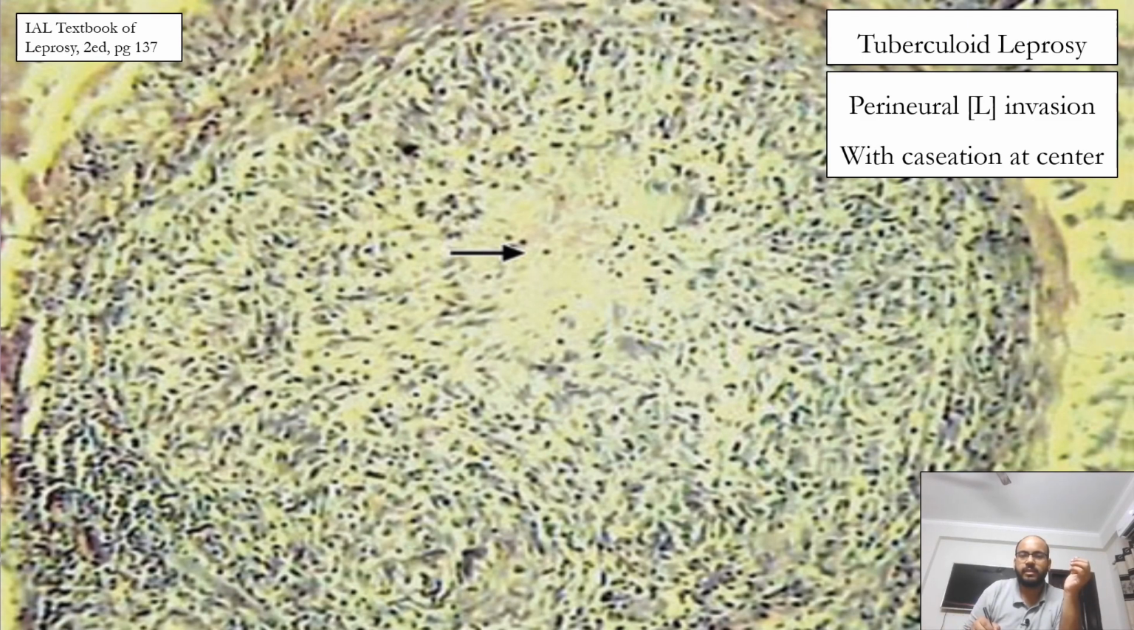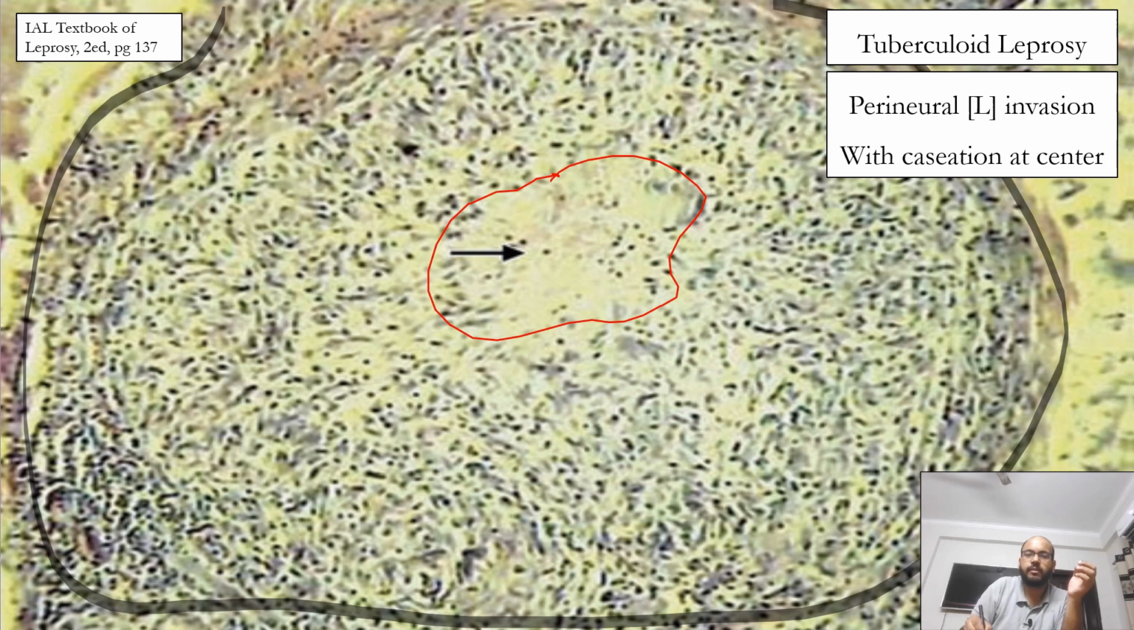This is a nerve tissue. The nerve tissue is nearly destroyed, and in the center you have caseation necrosis, and if you look properly, this whole circular area was previously a nerve. Initially this whole part was actually a nerve which has got severely infiltrated with lymphocytes, and these lymphocytes have destroyed the nerve, so much so that it has caused caseation necrosis at the center of the nerve. And that's what we see in tuberculoid leprosy: caseation necrosis at the center of the nerve, which is severely infiltrated by lymphocytes. Let's move forward.